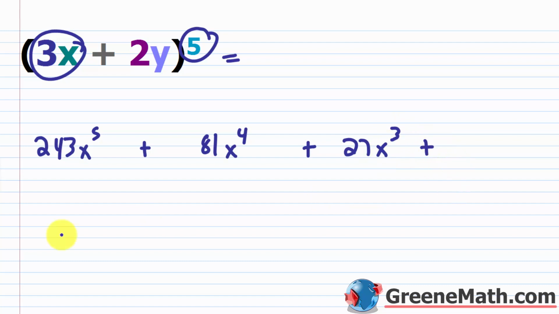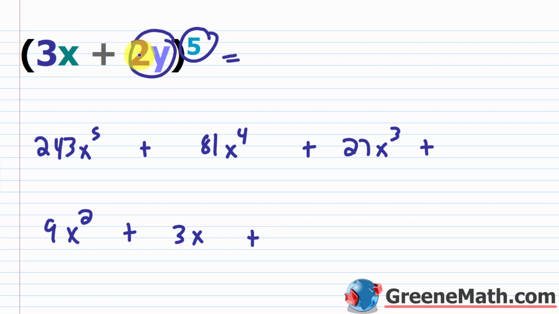Then plus, let me just drag this down here, okay? I'm going to do 3x squared, so that would be 9x squared. Then plus, I would have 3x, right? It would be raised to the first power. And then lastly, you would have 3x raised to the power of 0, which is just 1. So you can leave that off. Now this one right here, I take 2y, raise it to the fifth power, that goes last. So 2 to the fifth power is 32, so that would be 32y to the fifth power.